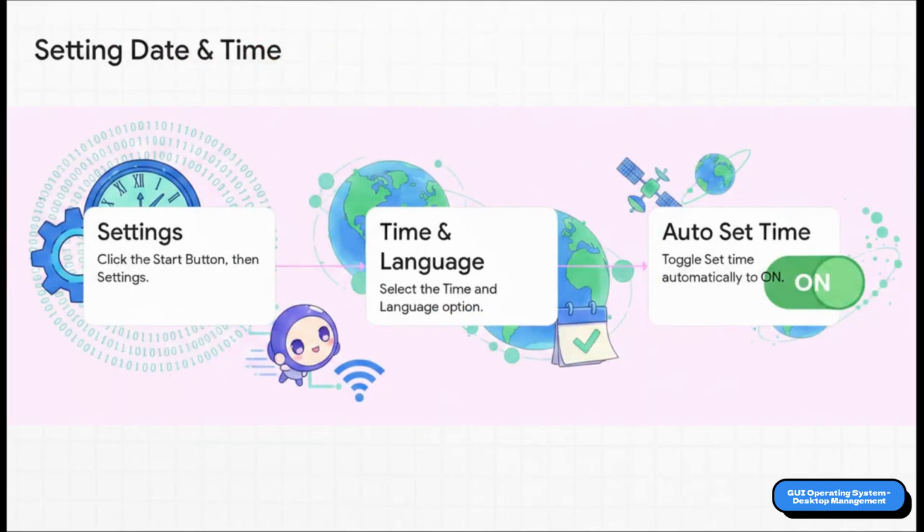You've also got to keep everything in sync, literally. Setting the correct date and time is super simple. Just click the Start button, hop into Settings, and select Time and Language. From there, you can toggle Set Time Automatically to On, and Windows will just use your network location to keep the clock perfectly accurate. But of course, you can always click Change if you need to adjust the time zone manually.